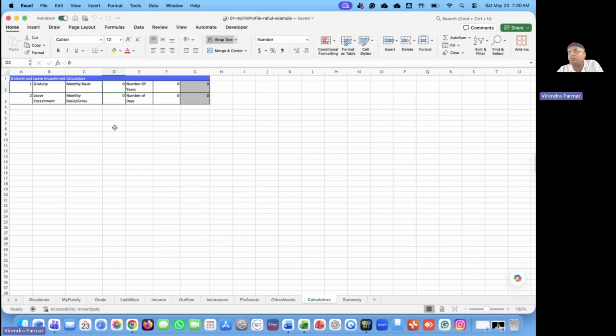Again, leave encashment, mostly I like to keep it zero, but I also know many people have 40, 50 leaves and they'll never consume it. That's why I consider that as an asset, which mostly you get when you retire or resign.